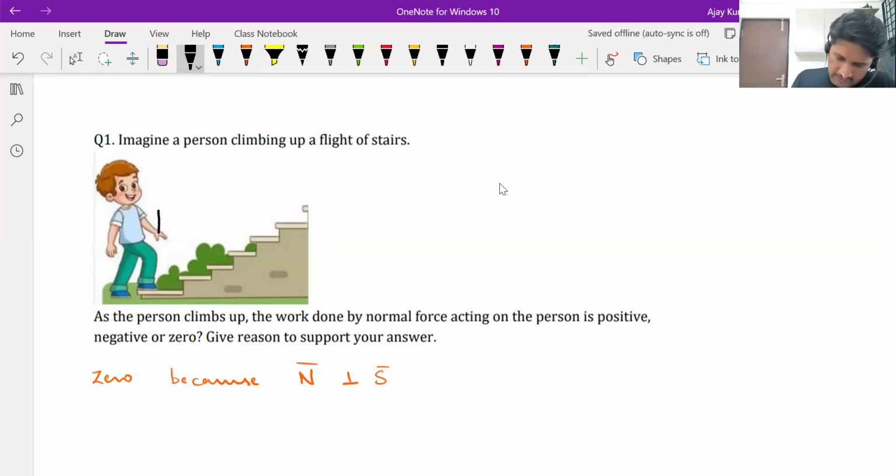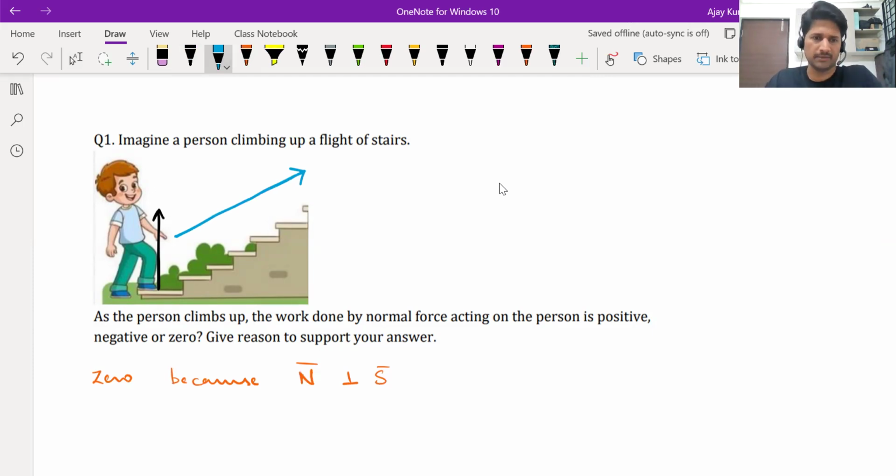Okay, normal force acts perpendicular to the surface of contact. In which direction is the person moving? The person is not moving horizontally. The person moves at an angle like this while climbing stairs. The angle between them is not 90. Okay. Any other answers? Anyone?